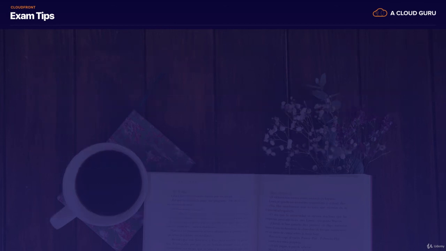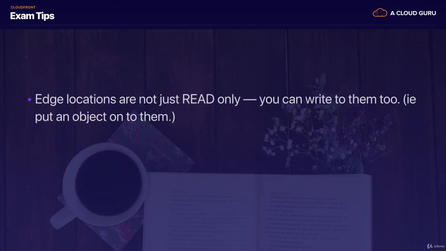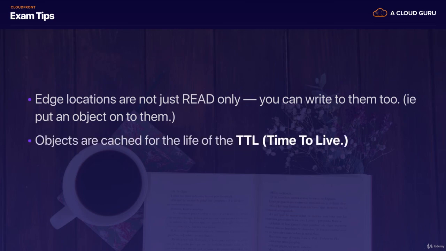And then finally, you should also remember that edge locations are not just read-only. You can write to them too, i.e. you can put objects to them. We did that in the last lecture when we were using transfer acceleration. And objects are going to be cached for the time to live, the TTL value. We'll look at how we can configure that in the next lecture.